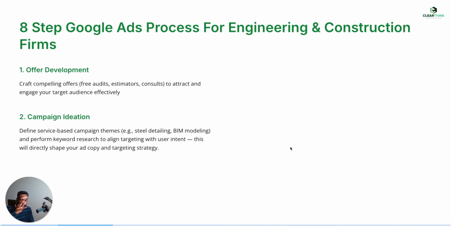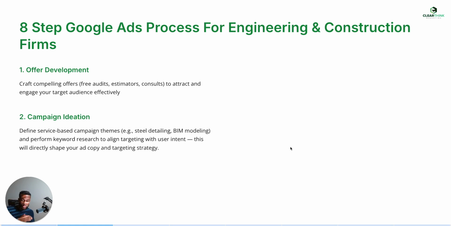The next step that we have here is the campaign ideation process. And this essentially comes down to, once we've identified the offer, what type of services are we really talking about here? So in the case of a steel detailing company, we could be talking about various things, right? BIM modeling services or whatever the case may be. We want to be able to identify that service and then identify what are some of the keywords that would indicate somebody is looking for the service, right? And if we talked about this in another video, right, the keywords that a prospect uses is the bridge between the prospect and the service that they provide.